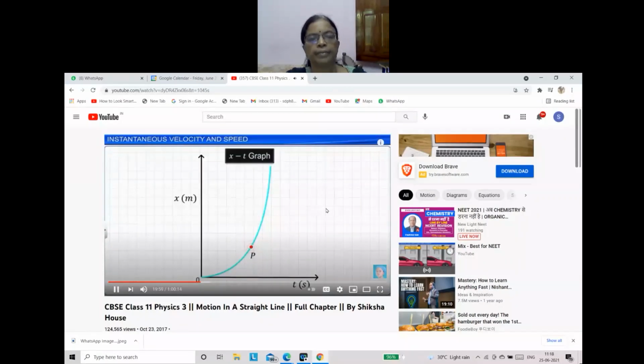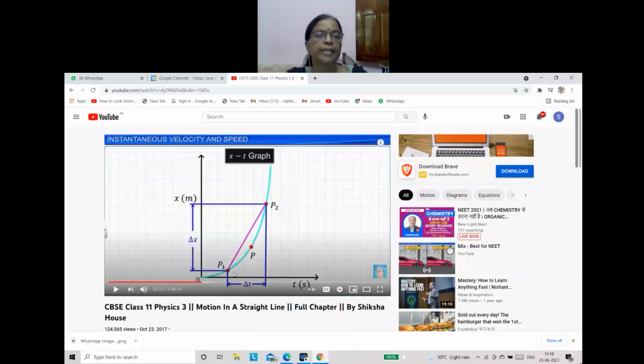Mark two points, P1 and P2, on either side of P. Join points P1 and P2. Find delta t and delta x. Children, in order to find the instantaneous velocity, I am explaining the different steps. First, you take two points on either side of P, P1 and P2. Then join them with a straight line and find the slope of that line.